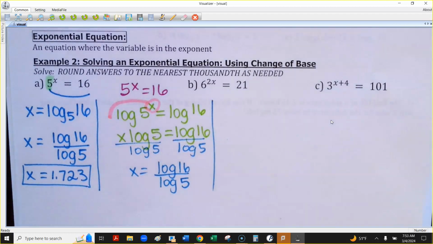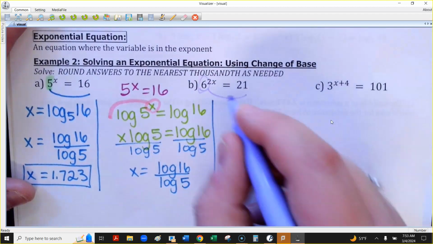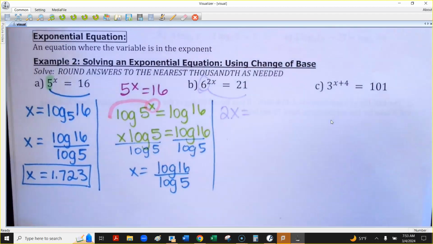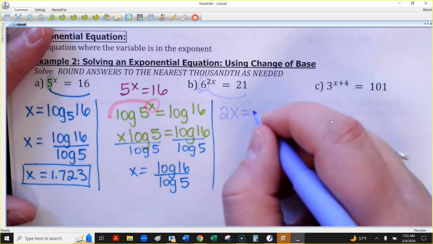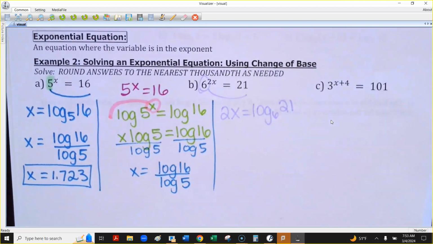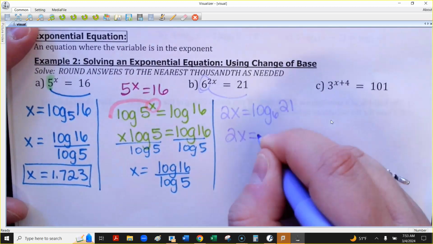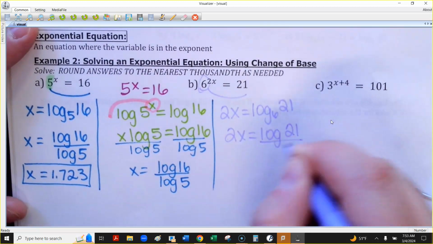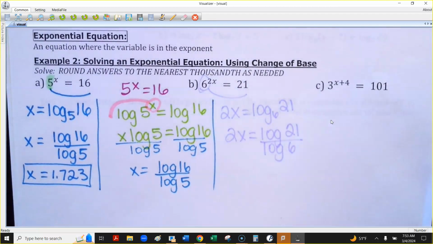Okay, so for this next one, I'm just going to convert it to a log. So I'm going to take the 6, swing it to the other side. The 2x, that exponent gets dragged down on the level with the rest of the question. Now, base of your exponent becomes the base of the log, so it'd be log base 6 of 21. Then I get 2x, I'm going to do my change of base, so log of 21 divide by log 6. I'm going to type that in my lovely calculator.